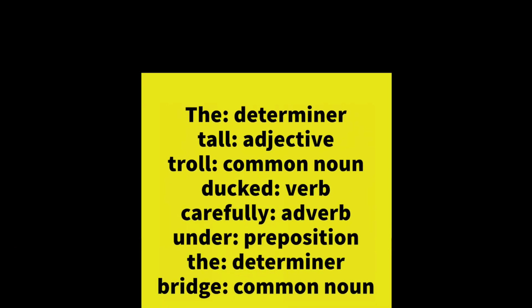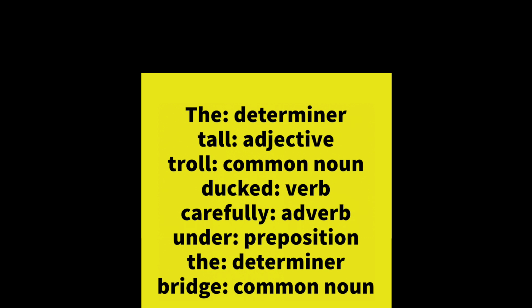So here you have it. The is a determiner because it's the little word before a noun. Tall is an adjective because it's describing the common noun of troll. Ducked is a verb and carefully is describing how the troll ducked, so it's an adverb. Under is a preposition. The again is a determiner, and then bridge is a common noun.